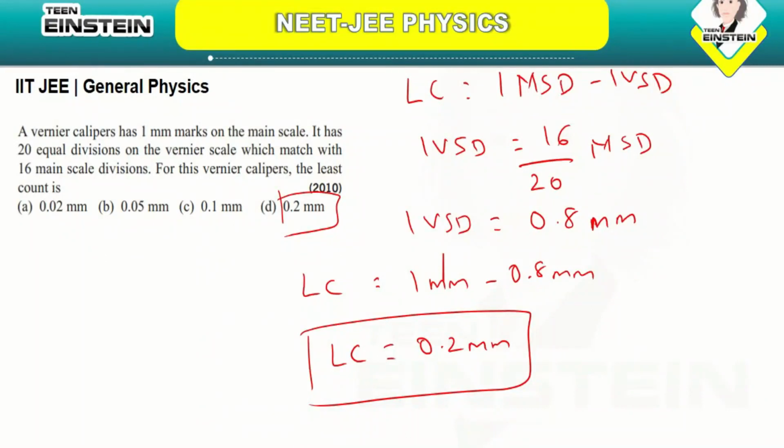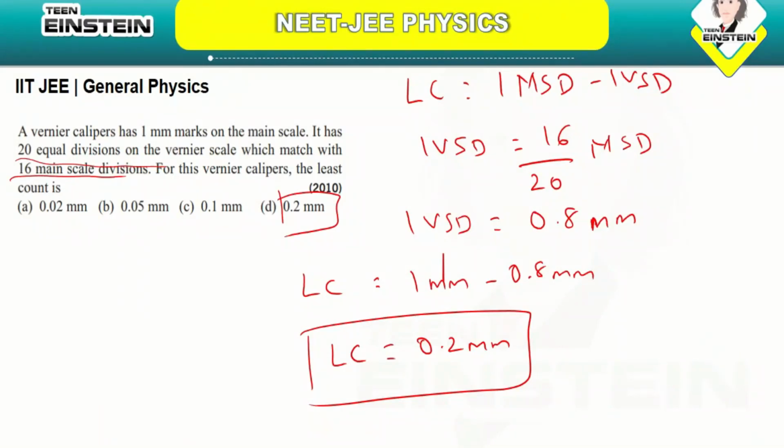Okay, so here the least count of the vernier calipers is given by 1 main scale division minus 1 vernier scale division, or you can say it as smallest division on main scale by the number of divisions on the vernier scale. So here they have given 20 divisions of vernier scale is equal to 16 main scale divisions. Okay, so that's what you are substituting here. 1 VSD equal to 16 by 20 MSD, which is equal to 0.8, and you know 1 MSD is 1 and 1 VSD is 0.8. If you subtract that, you will be getting the least count as 0.2 mm. So the correct answer is option number D.